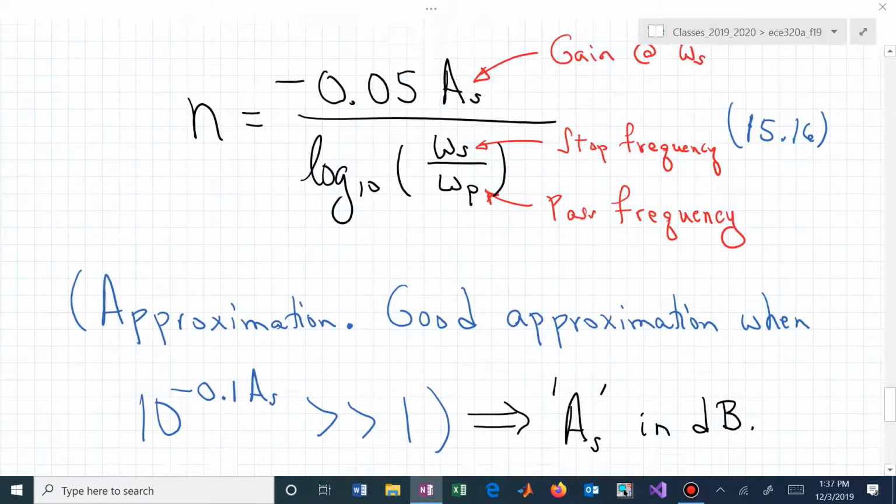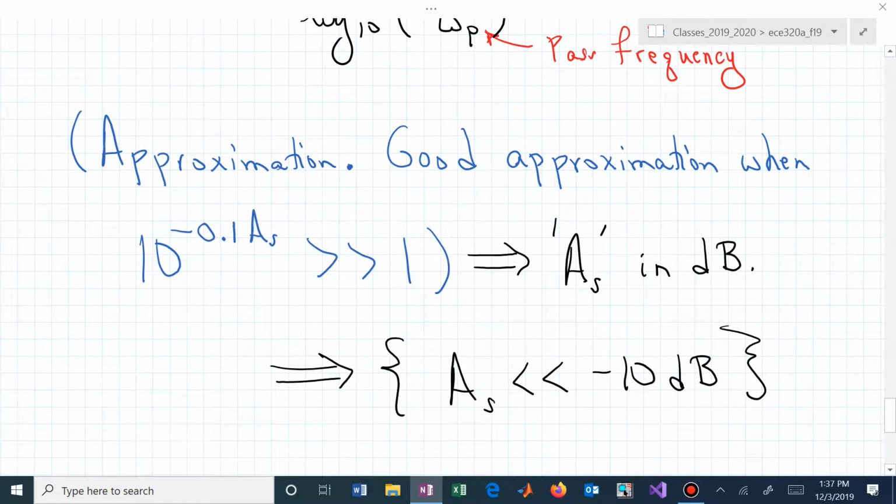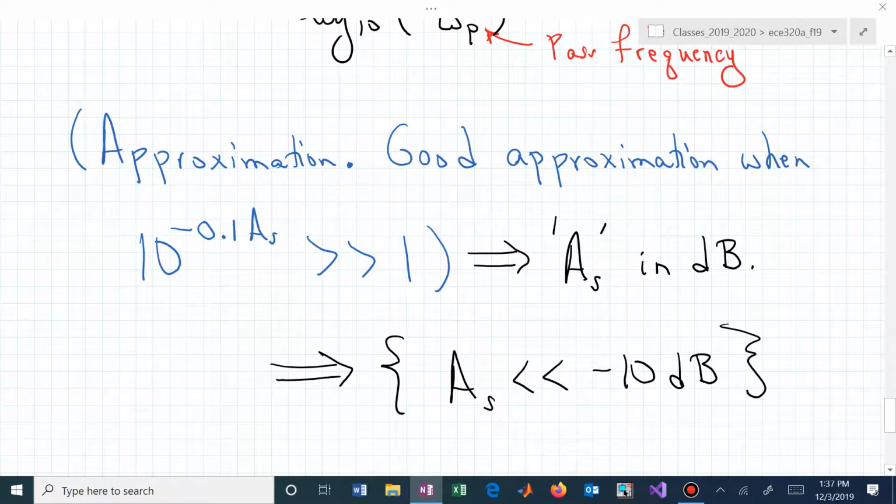And this approximation, I should maybe say, is better when A sub s is more than minus 10 dB, more negative. So when A sub s is minus 20. Did anybody bring their calculator? Do we want to try a design?